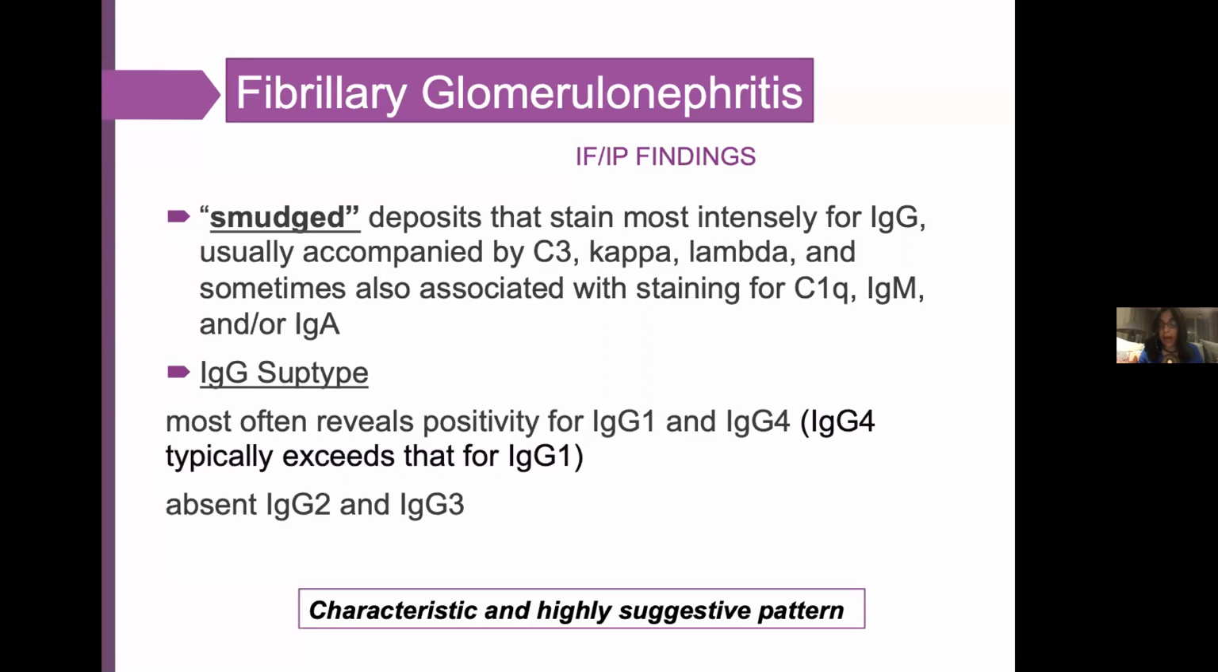But you need to go back and see the type of the deposits to see whether these are smudged deposits or not, and to correlate it with the clinical findings. When it comes to the IgG subtype, most fibrillary GNs are actually positive for IgG4 and IgG1. IgG4 definitely typically exceeds that for IgG1, and you don't get IgG2 and IgG3.